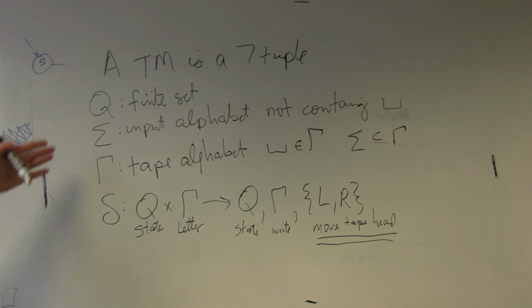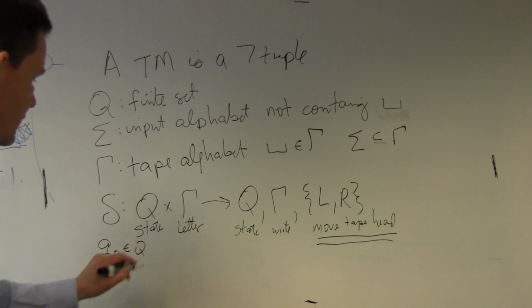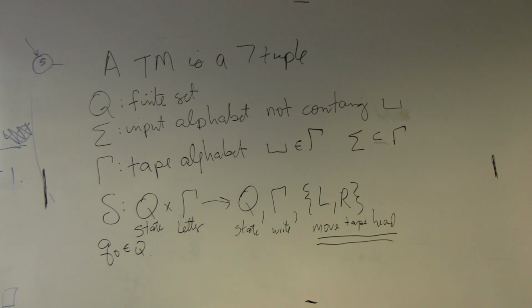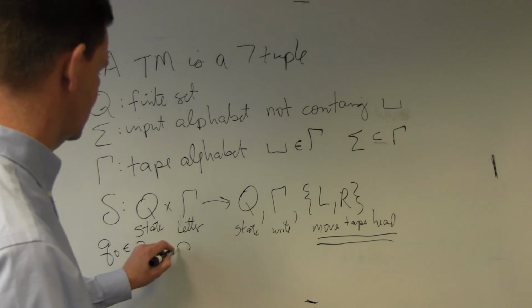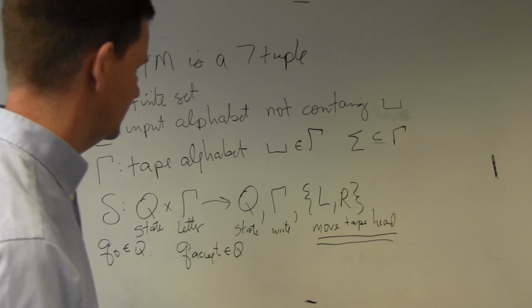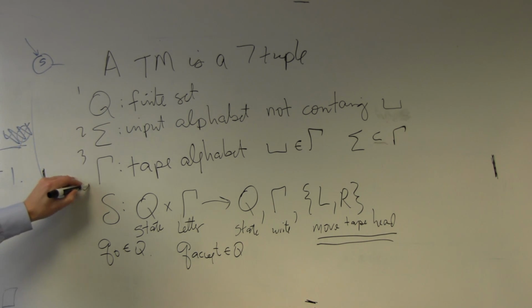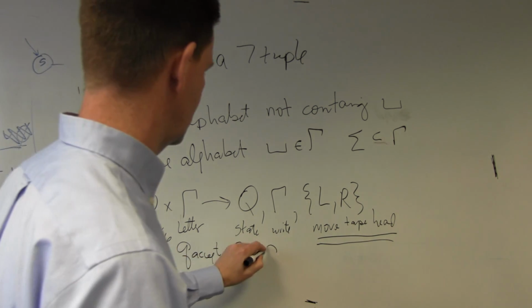Okay, so that's 4 out of the 7. So the final 3 things are that it's got a start state. So it's got a Q0, which is a member of Q, which is the start state. The other thing it's got, which is maybe not too surprising, is an accepting state. So it has Q accept, which is a member of the states. So that's the accepting state. So we've got 1, 2, 3, 4, 5, 6. So the final thing we need is Q reject.